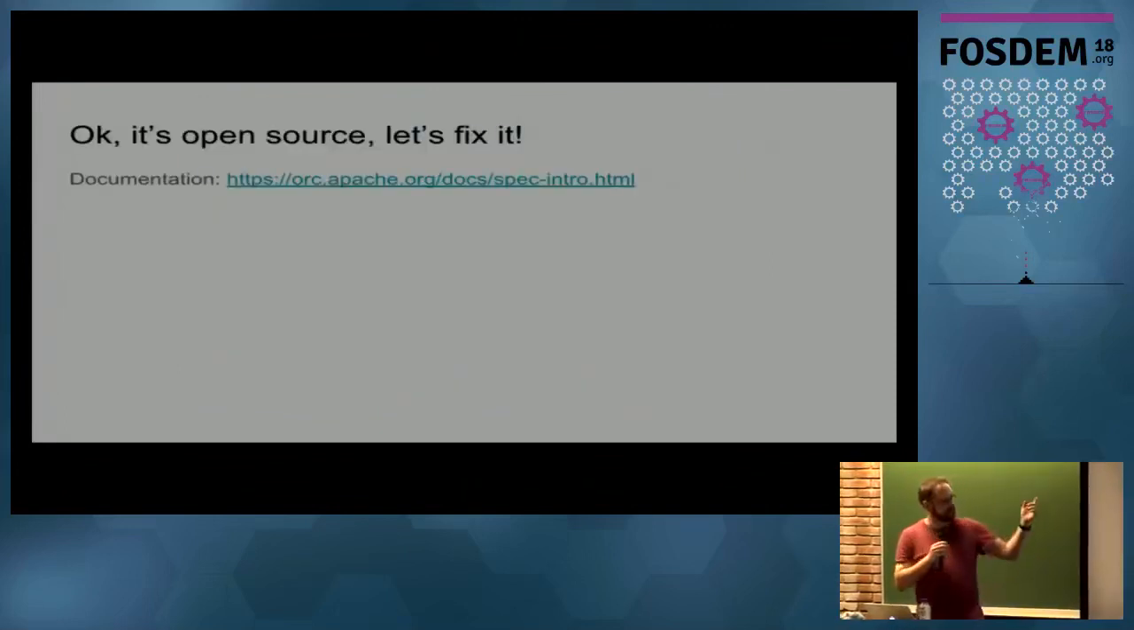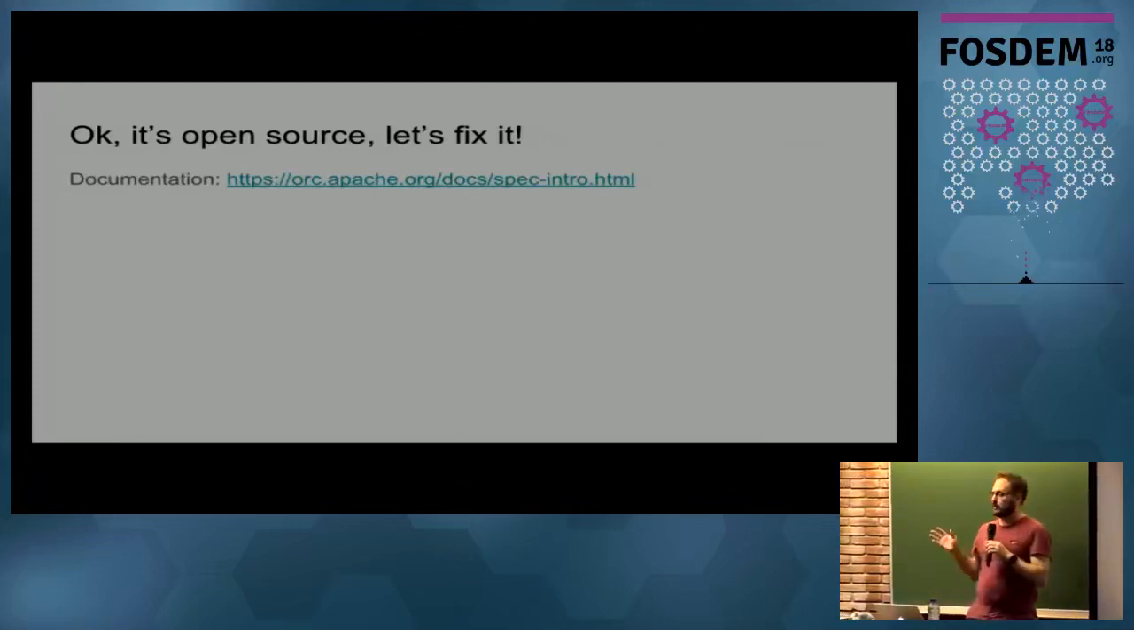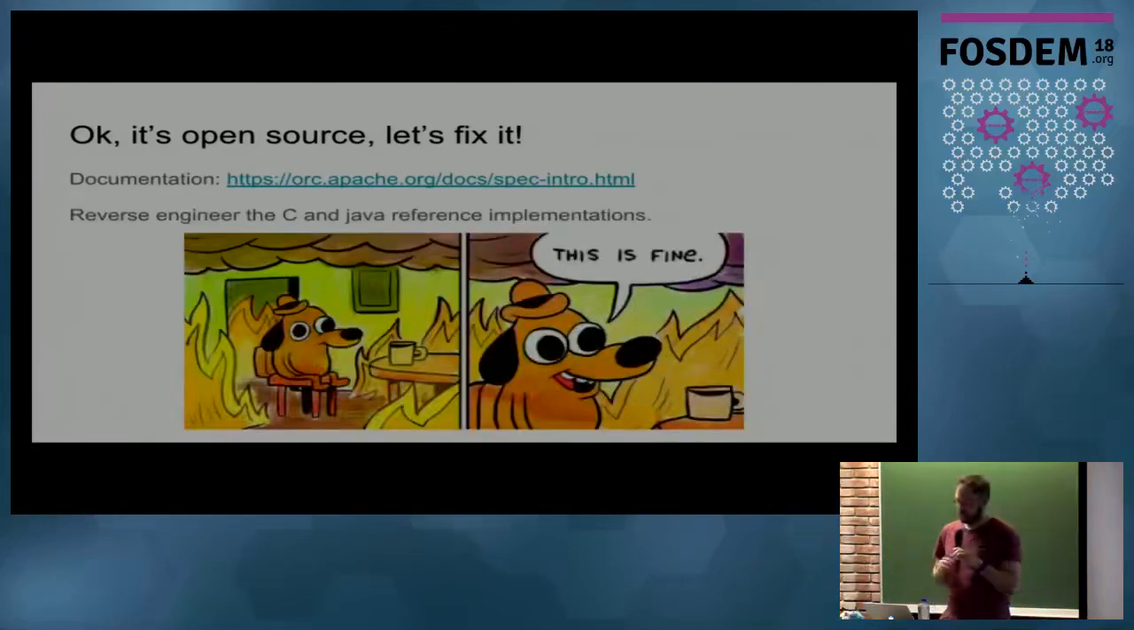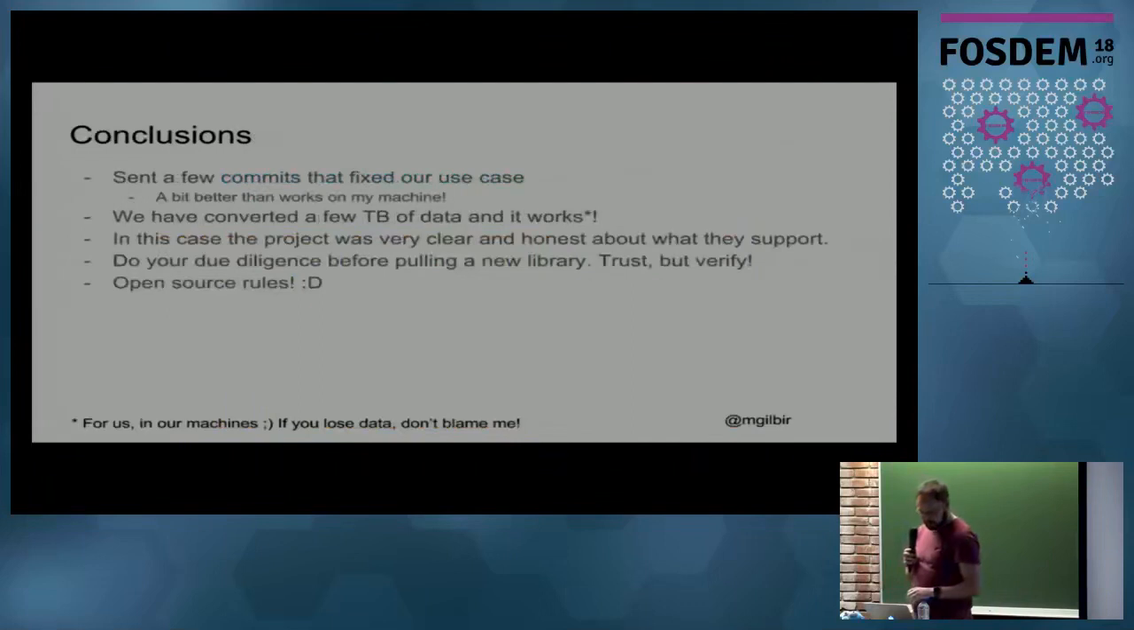Well, there's a document, and if you go there, there are some beautiful specs, some pages full of charts and graphs, and they are incomplete. So you have to reverse engineer the C and Java reference implementations because there are constants that appear nowhere. It's even funnier because there are constants in the Java and C reference implementations that don't match the ones that are in the Go implementation. So you're like, okay.